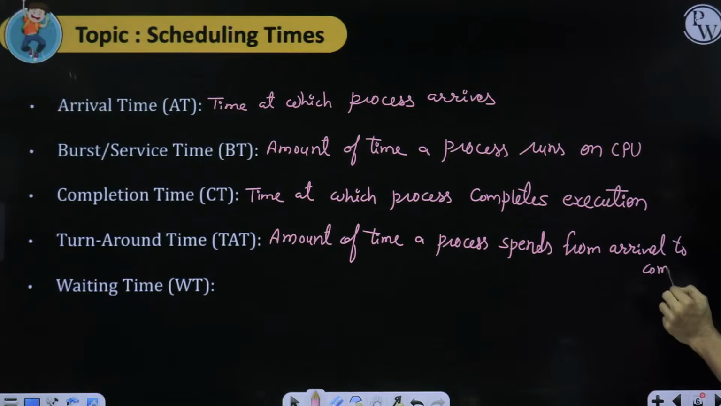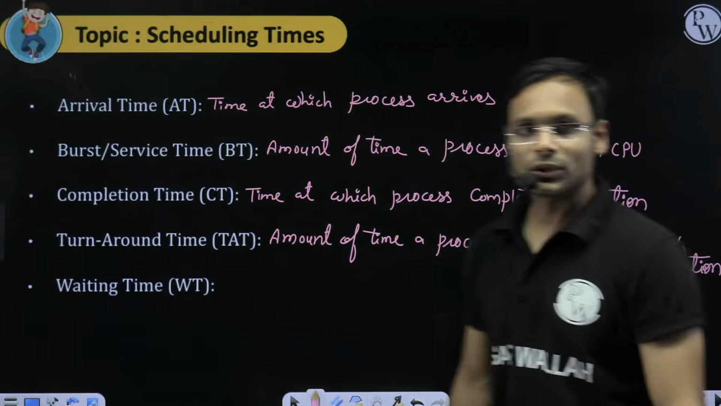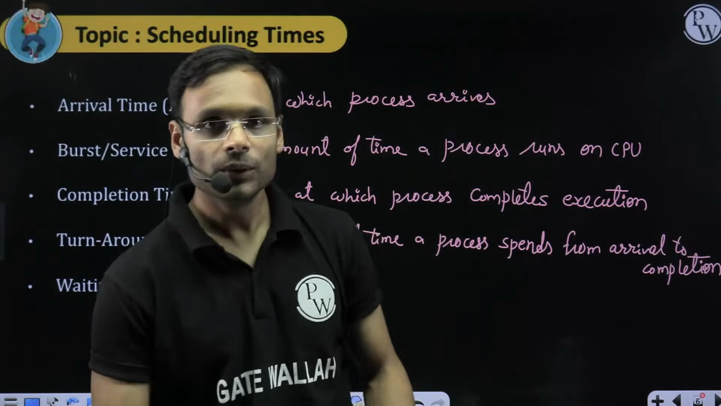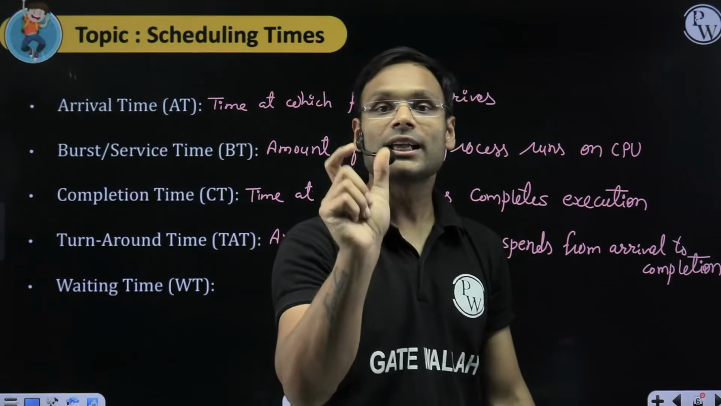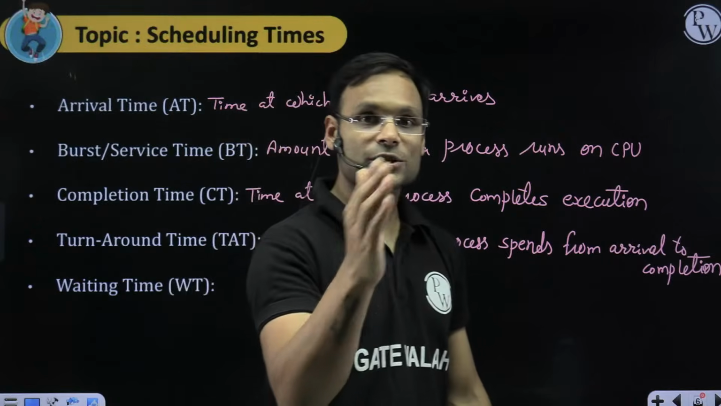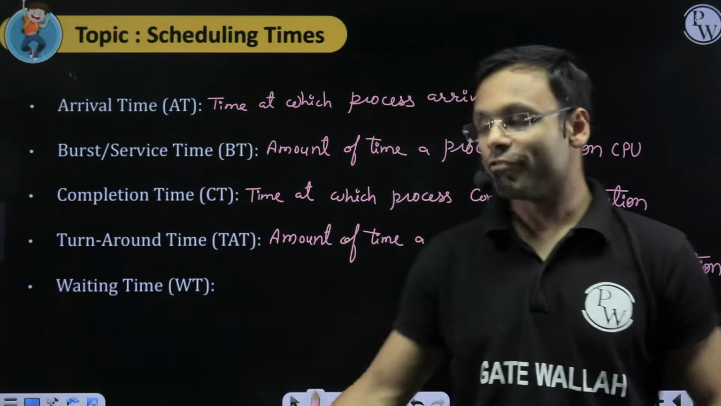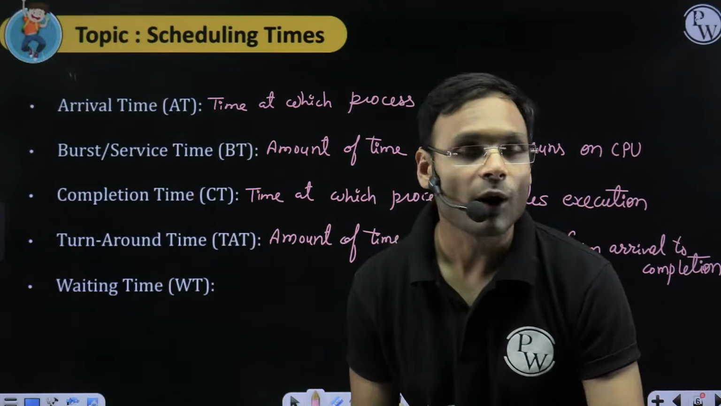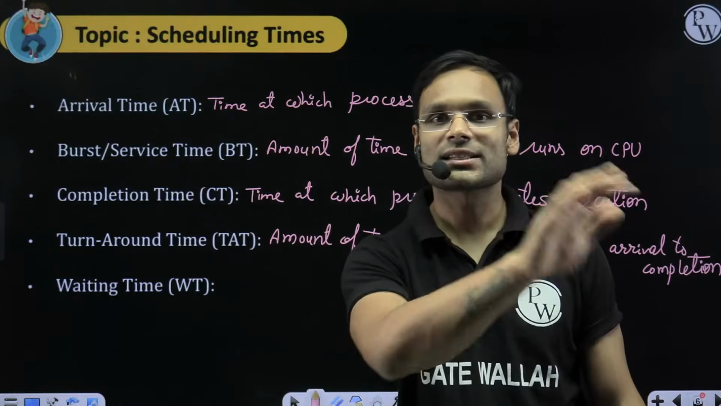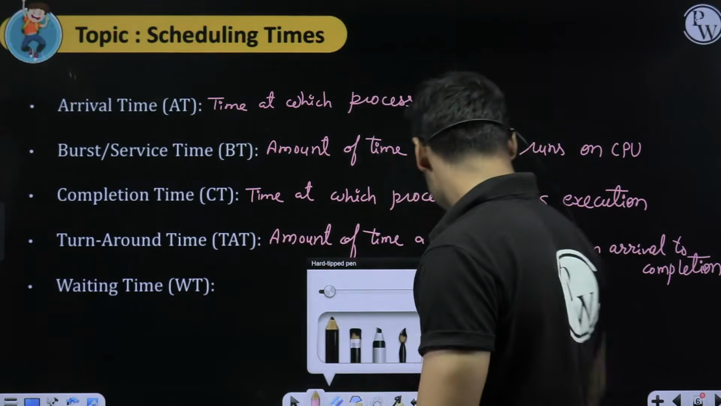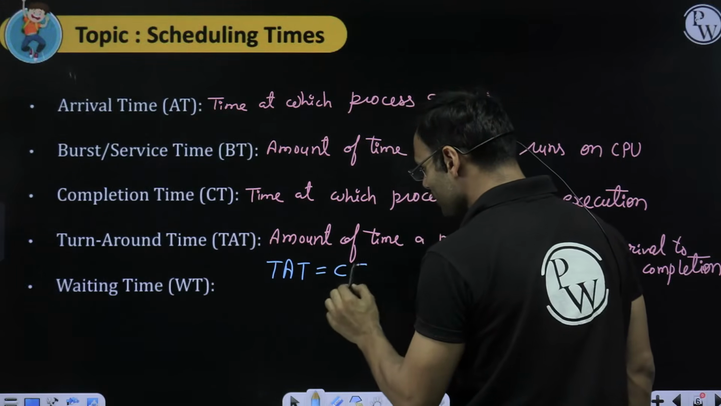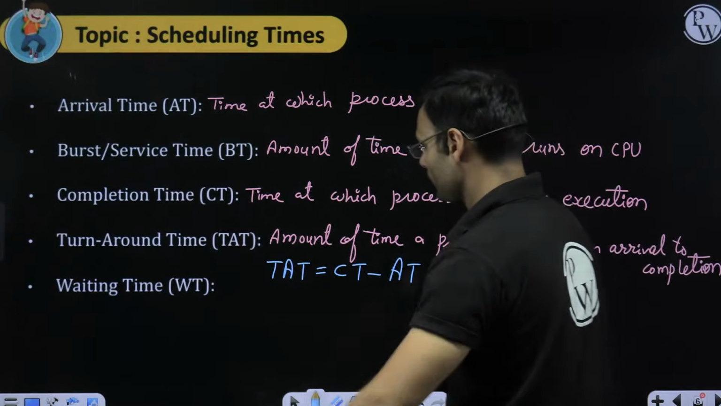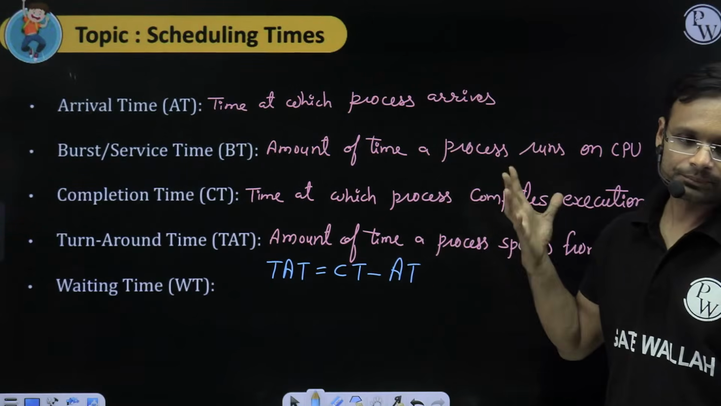Let's say a process arrives at 10:30, completes at 10:35. So from 10:30 to 10:35, 5 minutes the process has spent in the system. That is called turnaround time. 5 minutes is its turnaround time. How did I calculate? 10:35 minus 10:30, 5 minutes. Exactly what I am going to write as a formula. Turnaround time is nothing but process completion time minus process arrival time. Simplest possible formula to understand.